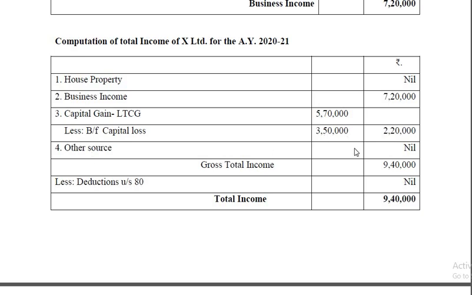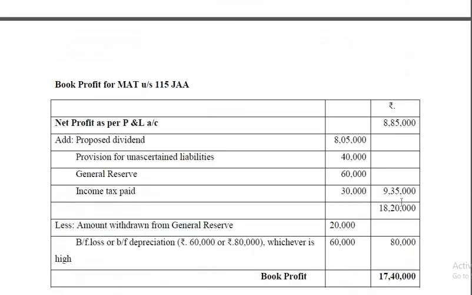Other income, you don't have any. So 9,40,000 is the gross total income. Deductions under section 80, in this problem, nothing is there. So total income is 9,40,000. Alright, now we'll move to computation of book profit.